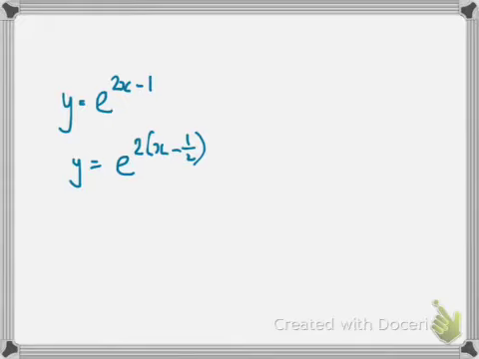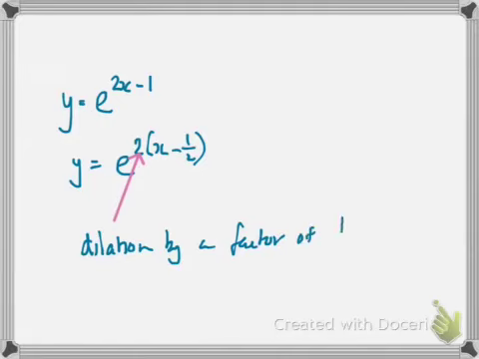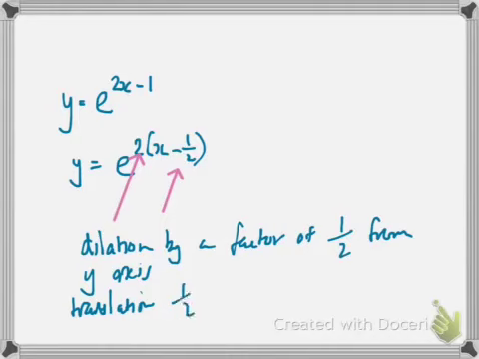That then gives us two things. That 2 there means that we've got a dilation by a factor of, remember, 1 over 2 from the y-axis. And that negative a half means we've got a translation 1 on 2 units to the right. So just be careful with those ones. Sometimes there's a temptation just to say it's a translation of plus 1, but you've got to factorise it first.